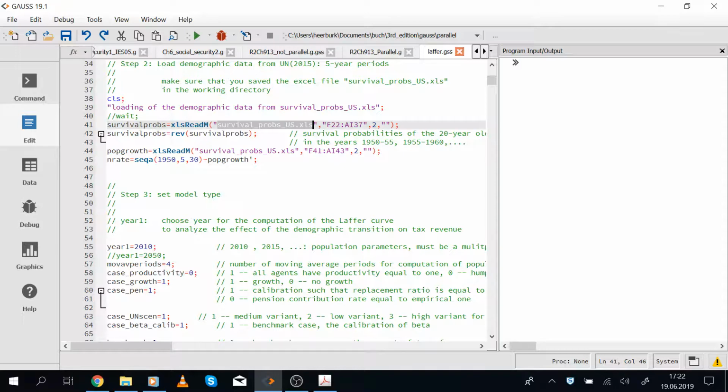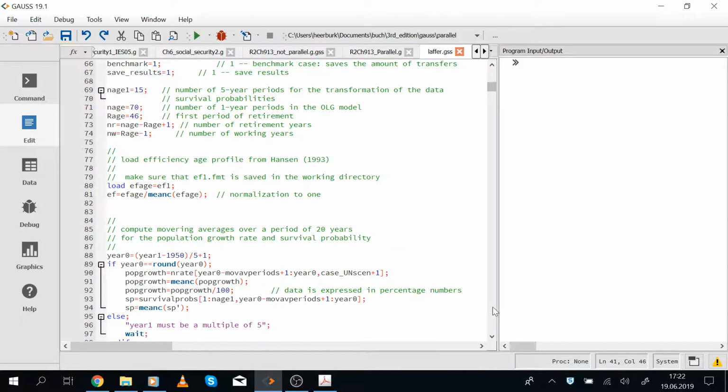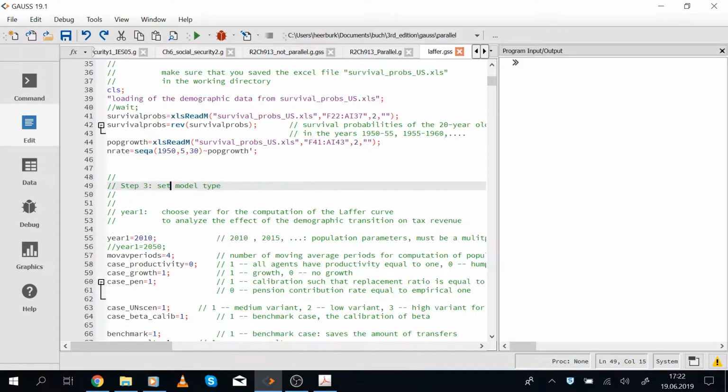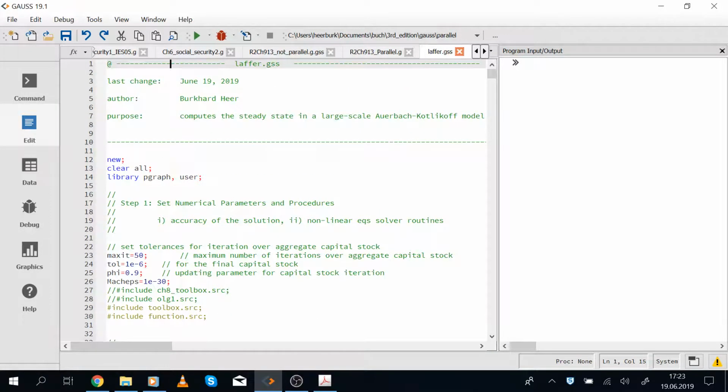And finally, as an FMT file, the file ef1.fmt, where the Hansen age efficiency profile is stored, so that workers in older age become more productive up to age 50. We will use it in the computation below to have a more realistic labor supply profile over the life cycle and more realistic savings and income over the life cycle.